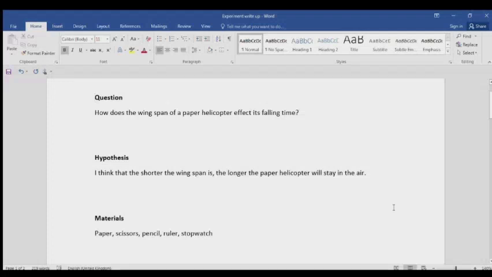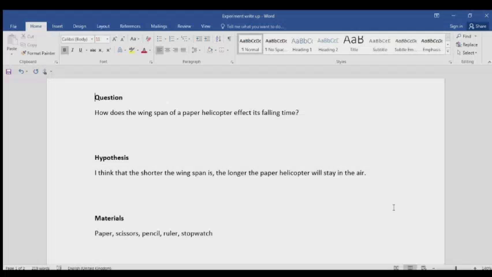And you can choose to copy my hypothesis, or if you're finding it difficult, it might be a good idea to copy my one. However, if you've had a chance to think about what will happen to it, you may have a different hypothesis. But my hypothesis is, I think that the shorter the wingspan is, the longer the paper helicopter will stay in the air. So I think when we cut the wings on the helicopter and make them smaller, I think it will stay in the air for longer.